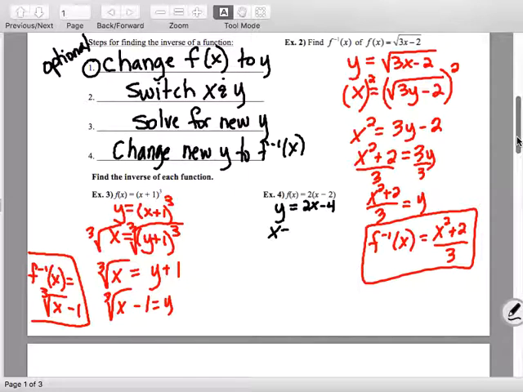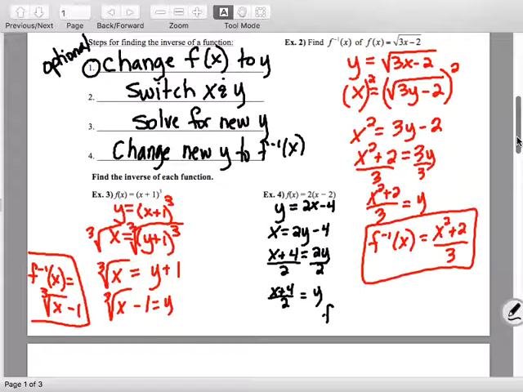All right, I'm going to switch x and y. And then step 3, solve for new y. So I add 4, and I'm going to divide by 2. A question I have for you, and we've asked and answered this probably a dozen times this year already. Can I cancel the 4 and the 2? Absolutely not. Those are terms in the numerator. You can only cancel common factors.